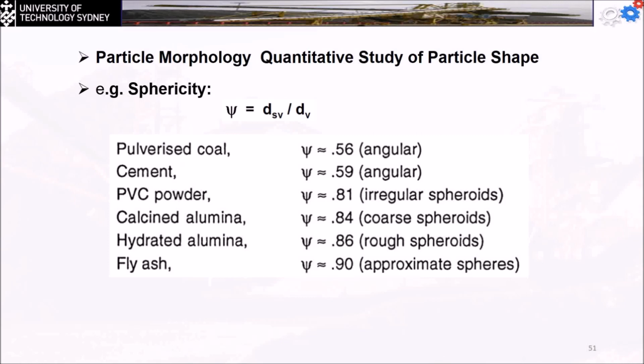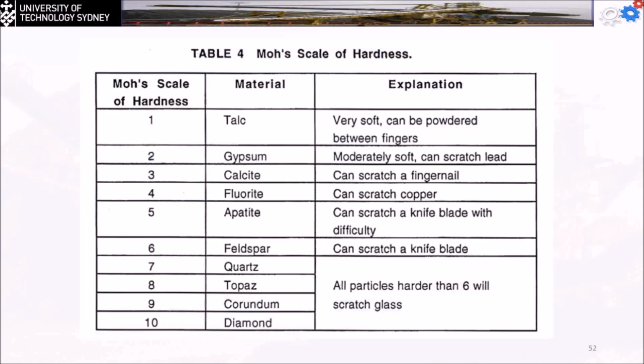For the Mohs scale of the hardness for the material, the Mohs scale hardness is from 1 to 10. And this also involves some of the material codes in different standards. So 1 is going to be very fine, very soft, like the powder between fingers, like the talc material. And the 10 is going to be for the diamonds, going to be very rough.